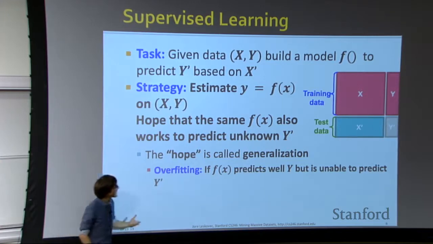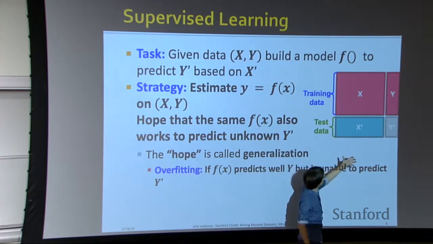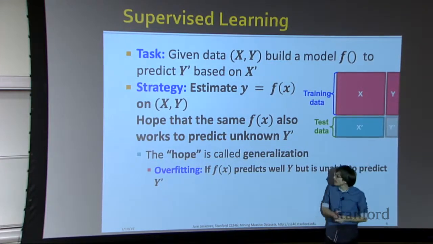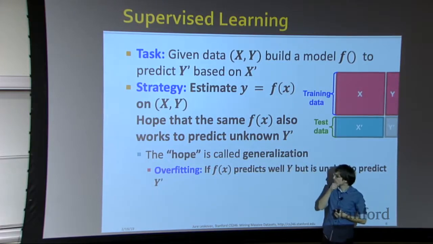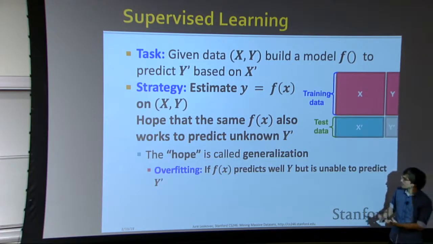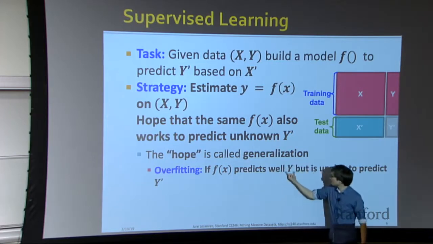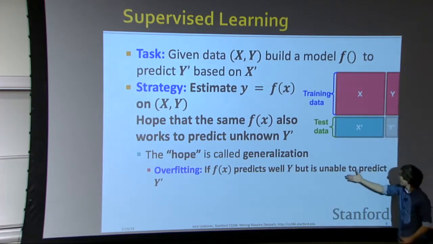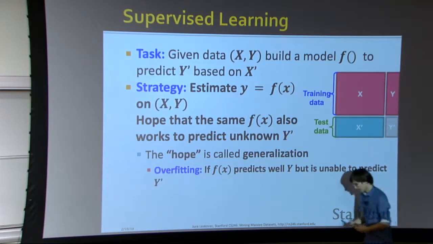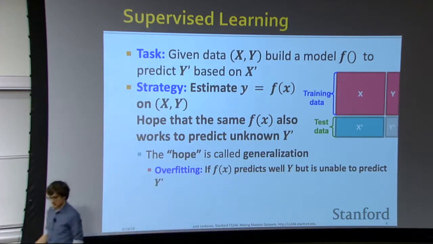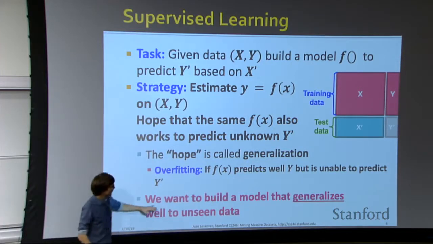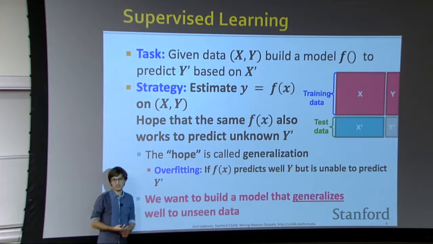So in some sense, we don't care how well we can fit the red part. What we really care about is how well we fit this blue part that we haven't yet seen, and we don't know what it is. Formalizing this hope is called generalization. And if you don't generalize, then the notion is that you overfit. Overfit means that you build your function f that predicts the red data really well, but is unable to predict the data you haven't yet seen. So it's unable to make predictions on unseen data, out of sample predictions. All we worry about is generalization out of sample. So we want a model that generalizes well to this unseen data.